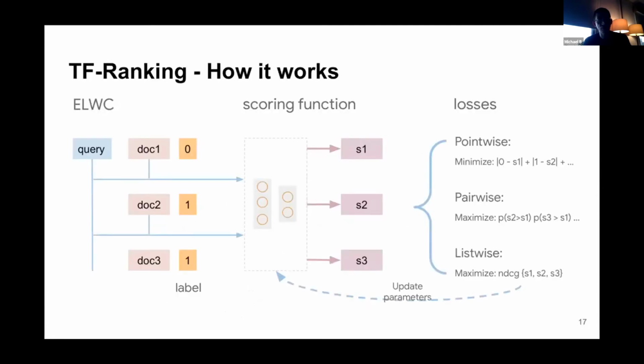In general, TF Ranking works like any other TensorFlow library, except for the fact that we have, again, here ELWCs and not examples as inputs. The scoring function is basically a neural net, or you can develop your own architecture here. And losses are what basically drive the parameter updates. And again, they can be either pointwise, listwise, or pairwise.